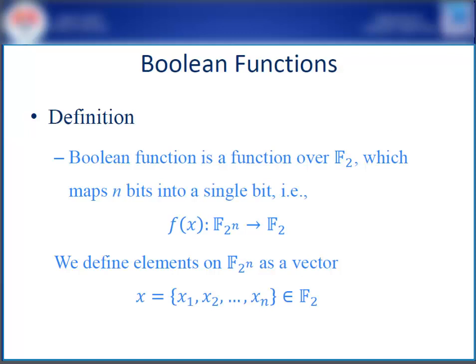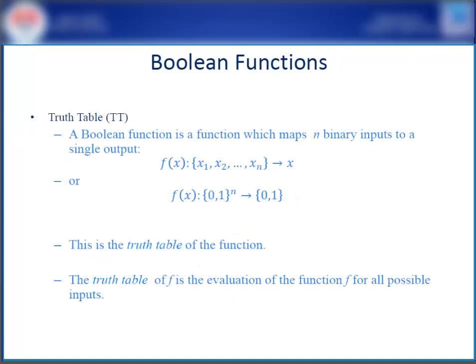So, a Boolean function is a function which maps a sequence of bits into a single bit, and this n in our expression defines the length of this sequence. Another notation that we can use for expressing a Boolean function is this notation. It means that we have a sequence of zeros and ones of length n, which are mapped to a single element which can take values of either 0 or 1.